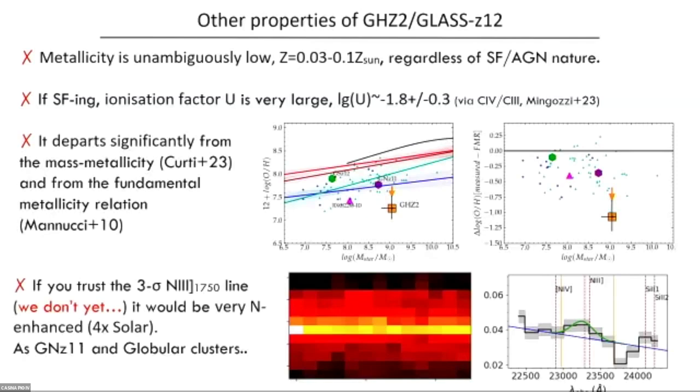And I'm a bit, I hope you will not blame me, I show this line, we're working hard to understand and assess its reliability. If this line will be confirmed with deeper observations, it might indicate that this galaxy is enhanced in nitrogen, at 4 times the solar one, which is what was found by Roberto in GNZ11 and is typical of globular clusters. So it may be tempting to speculate that, if confirmed, this galaxy is forming a generation of globular clusters.